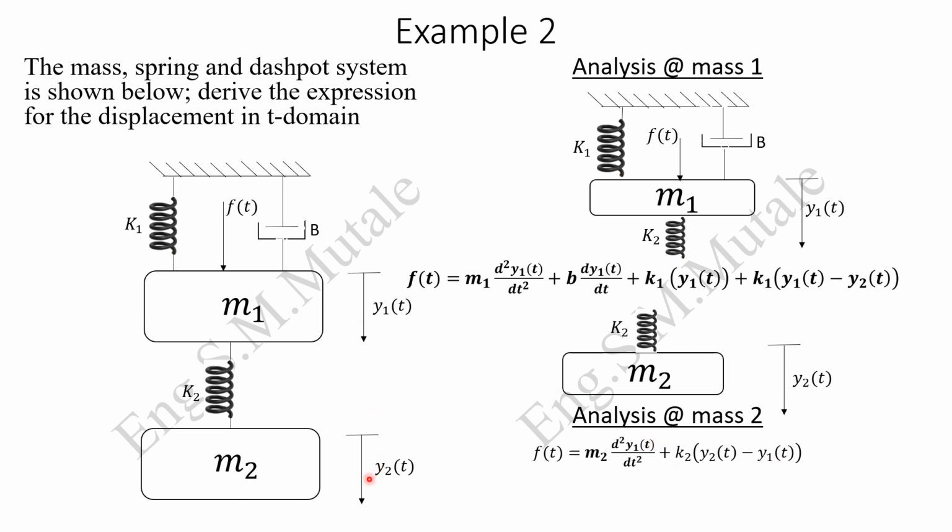Which one do you subtract? This time around you're subtracting y1 from y2. Why? Because we are analyzing at m2. We are at m2, supposed to be y2, then you subtract the other displacement, which is y1. But as you can see from the system, we don't have an external force. Therefore, the external force F(t) is 0. Then the equation reduces to that. So these are the two equations you're going to have, this one as well as that one.